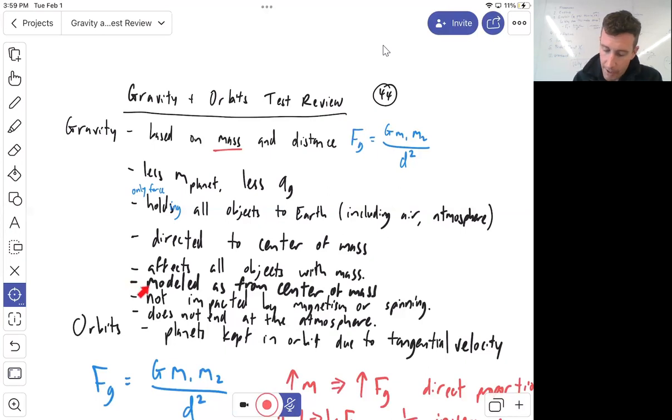It's also modeled as from the center of the mass. So that's like we were talking here, directed towards the center of the mass, and it's modeled as if it's coming directly from that center point. So it doesn't matter how big the planet is. If it has the same mass, it's the same force of gravity to that center point. So if my mouth is the center of mass, then my head could grow twice as big with the same mass, and I would still have the same force of gravity directed towards the center of that mass.